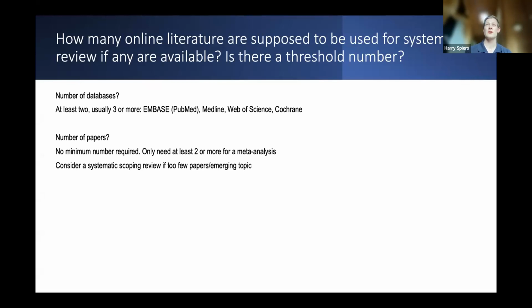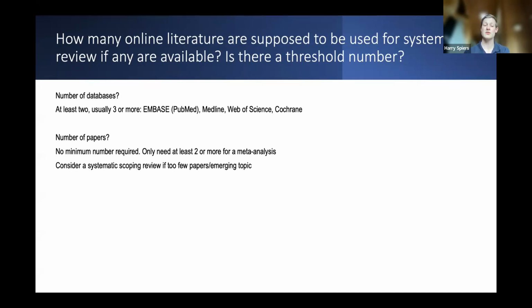Now, if you're getting to a point where you've got a very niche topic, or it's something that's very new that there's not much data out there on, or it's a very old topic, for example, but people haven't really adopted it, and there's only a few small case series in the literature, for example, one thing you can do is a systematic scoping review, okay?